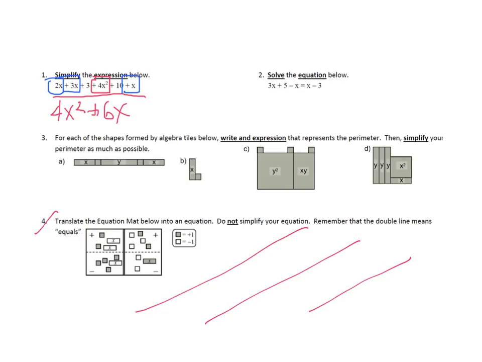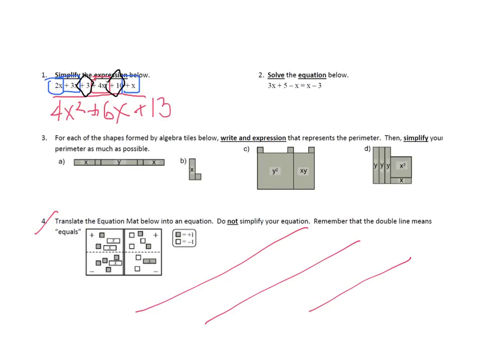Then I have 3 and 10. You can see 3 right here, and 10 right over here. And remember that it's the sign in front of the number that's important. That tells us whether it's positive or negative. So it's a positive 3 and a positive 10. So it's plus 13.